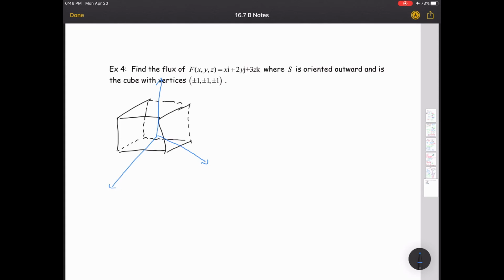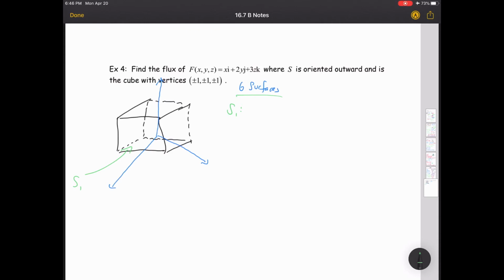Alright, so here's what we've got. Obviously it's a cube. You've got 6 different faces. So we're going to have 6 surfaces that we have to deal with here. We're going to call the one that's over here on this side, facing us, the closest one to us, S sub 1. And hopefully what you see is that there's going to be a pattern here that develops, and if you can recognize the pattern, that's going to make things a lot easier.